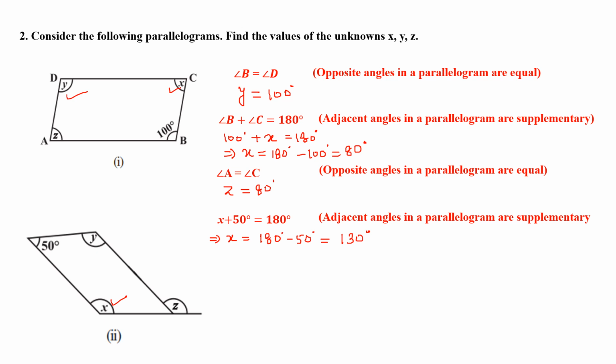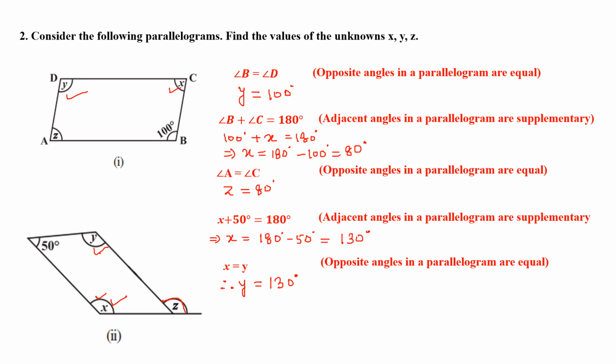Now once I get the value of x, we know that x and y, they are opposite angles, right? So I can write x will be equal to y. Why? Because opposite angles in a parallelogram are equal. So can I say from here that the value of y will also be equal to 130 degree. So now I know the value of x, I know the value of y. I have to find this value z.